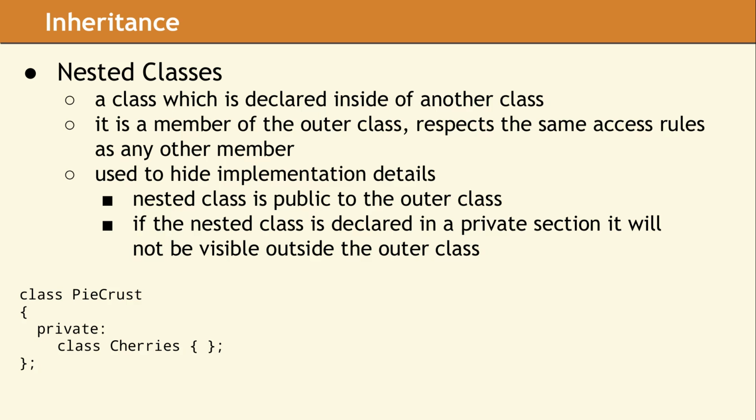Since cherries is in a private section, it will not be usable by any code outside of PyCrust. One place that nested classes are often used is to hide implementation details. As an example, in the case of iterators, the nested classes will be public, since they form part of the public API of the outer class.